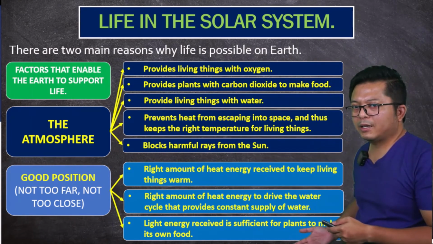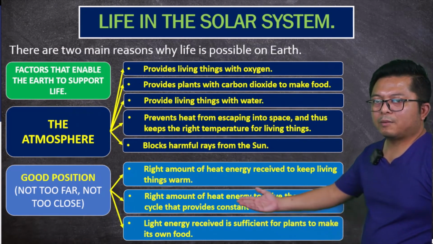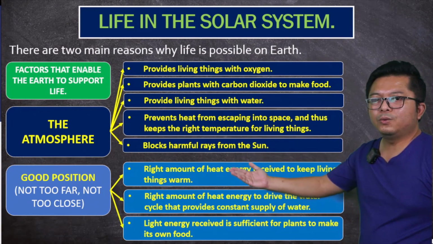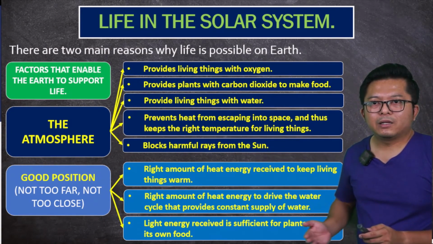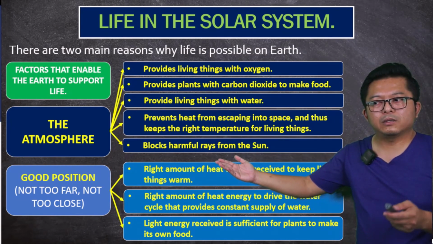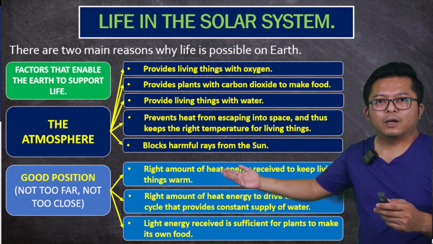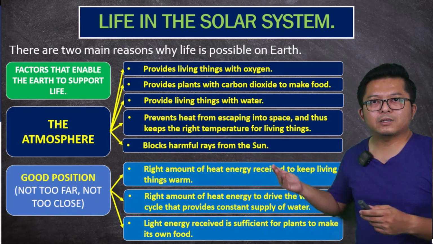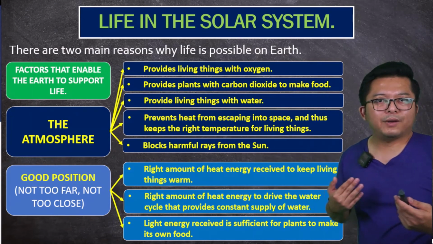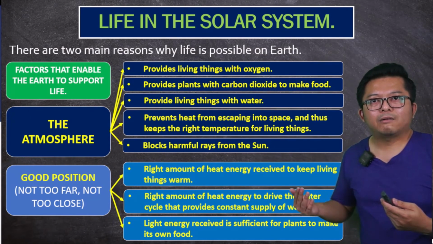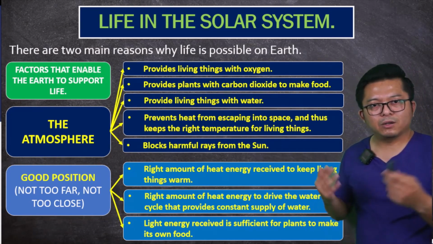Okay, here, if you can see here, okay, sorry. Now this is very important. These are the two reasons why life is possible on Earth. One is the atmosphere, which contains oxygen, carbon dioxide, and water. And second would be good position. It is not too close yet not too far. It gives the right amount of heat energy and right amount of light for our plants, heat energy for us and living things all around us.